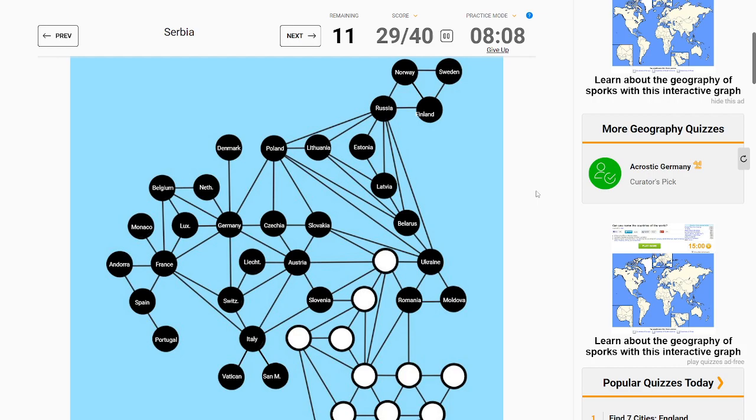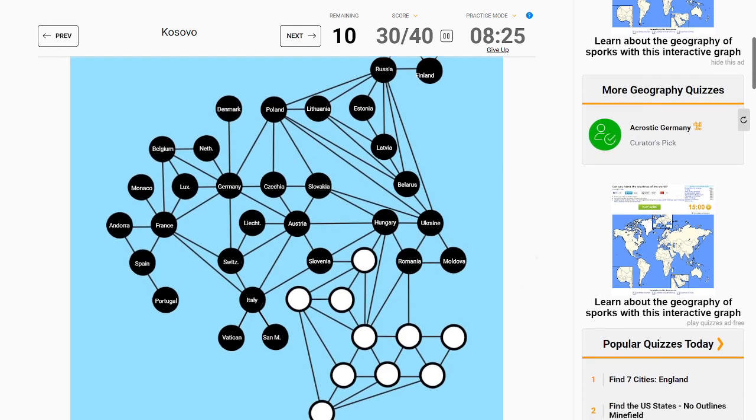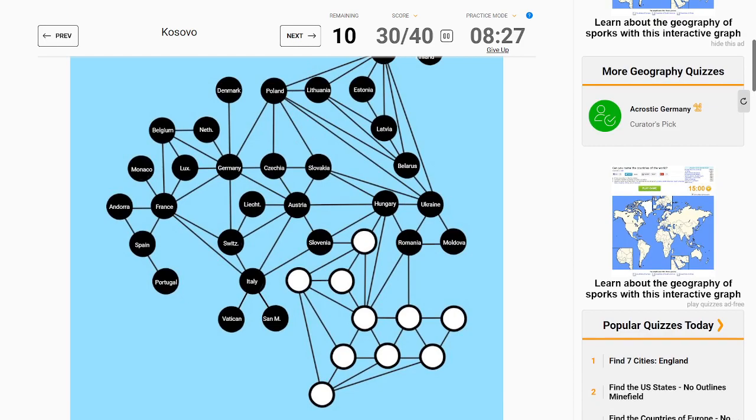Slovakia is Hungary. Austria is also next to Slovakia. I mean, Austria is also next to Hungary. So is Slovenia. So that top one must be Hungary. Okay, can I just scroll down a little bit? Yep, there we go. And this is where it's going to get interesting for me. So I know Serbia is bordered by quite a few countries.